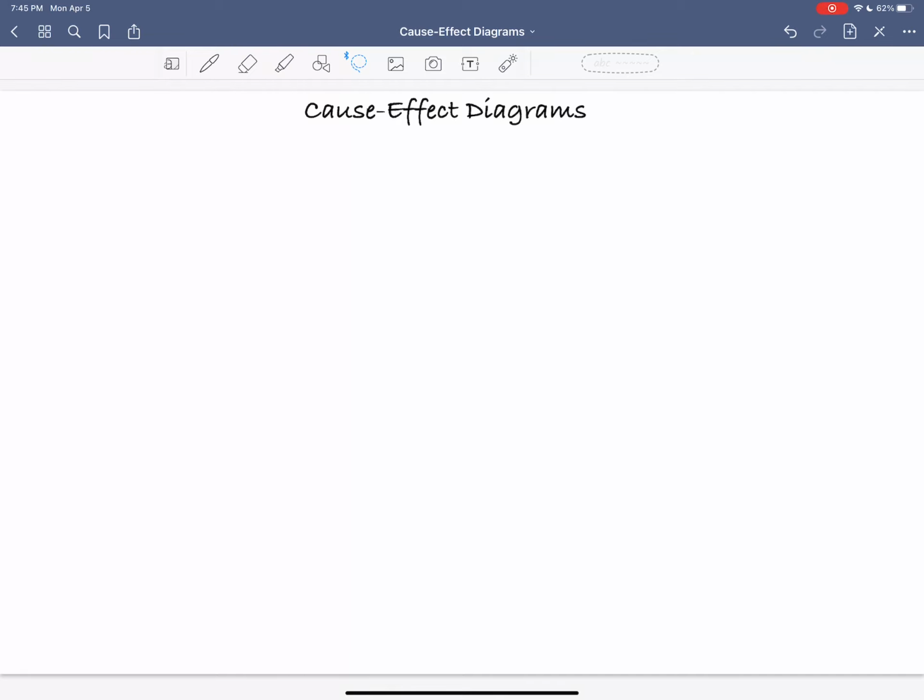Hi. Today I want to talk about a problem solving method that I read about once that I really haven't seen posted about or talked about much elsewhere online, and that's cause effect diagrams.